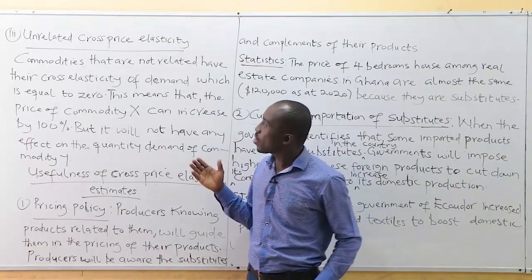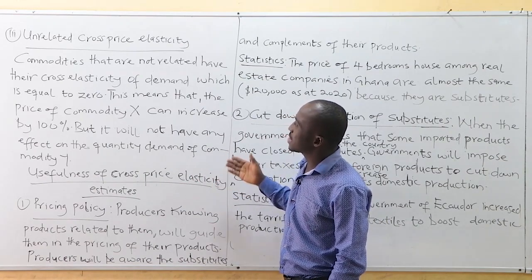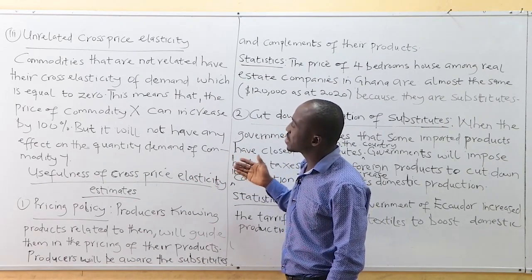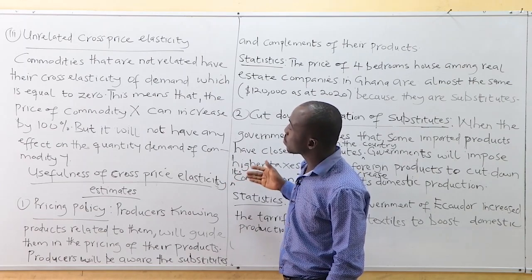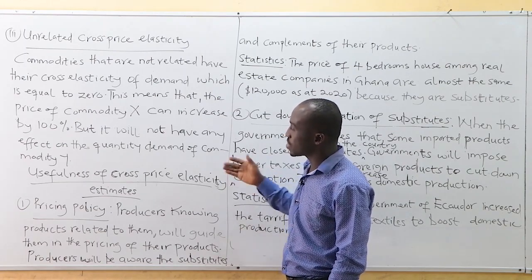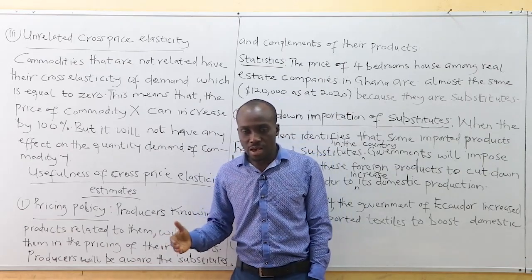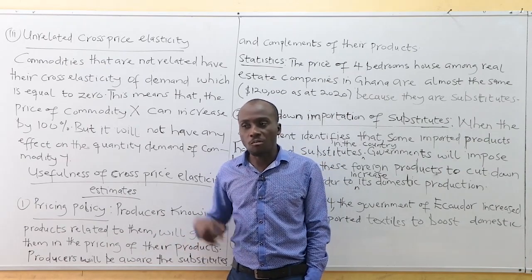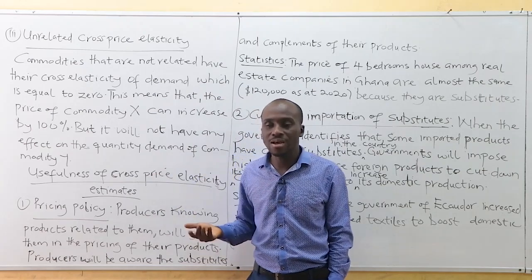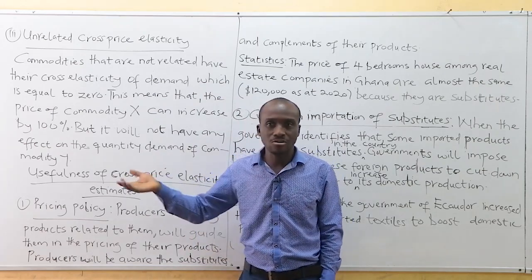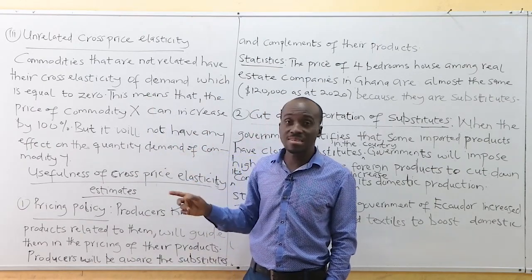So we have what we call unrelated cross-price elasticity of demand. Commodities that are not related have cross-elasticity of demand equal to 0. This means that the price of commodity X can increase by 100%, but it will not have any effect on the quantity demanded of commodity Y. We know we have substitutes and complements, but some goods are not related. The price of a pen going up will not have any effect on the price of palm oil. They are not related, right? Shoes and palm kernel, shoes and maybe vegetables are not related. If they are not related, the cross elasticity is equal to 0.